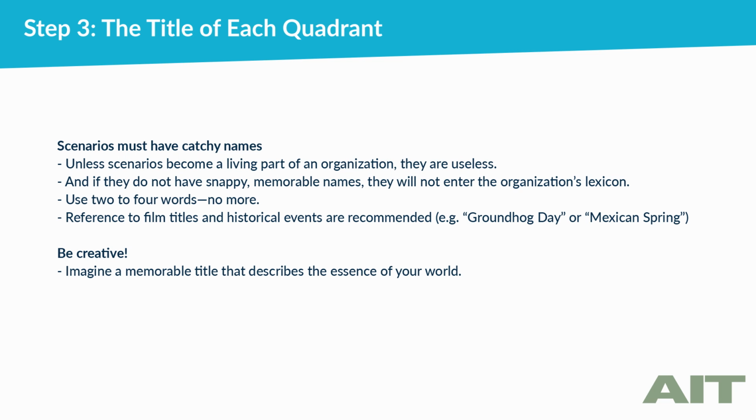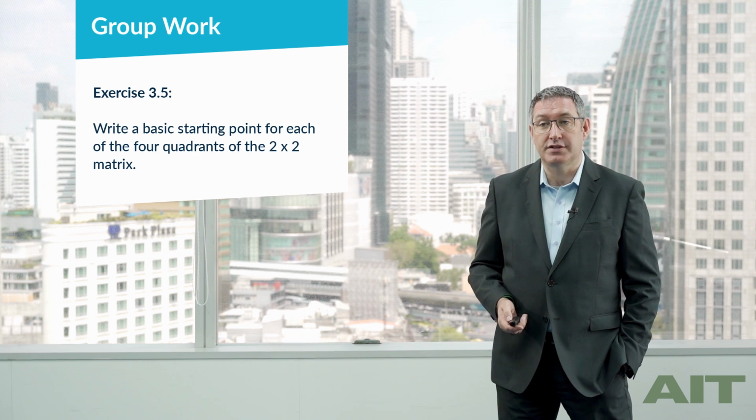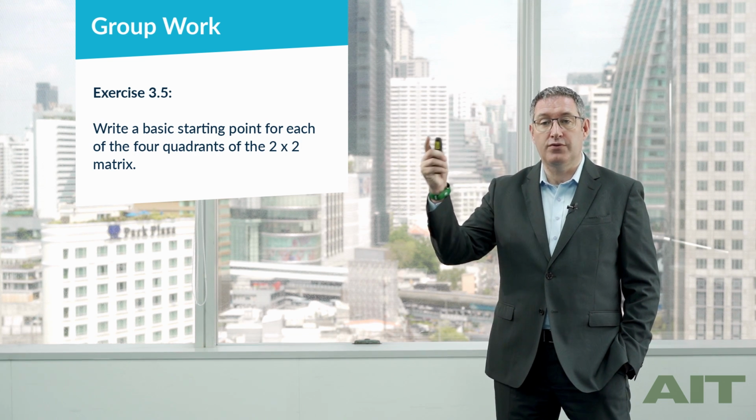Use between 2 and 4 words. Some people try to use film titles because they've been created to be memorable. You could use the words Groundhog Day, for example. But try to be creative. Scenario planning, I'll remind you one more time, is designed to be as creative as possible. Imagine the title that captures what you think that world might look like in each of the 4 different world variable situations. This is your 5th exercise for class number 3, to start the titles for each of those 4 different worlds.